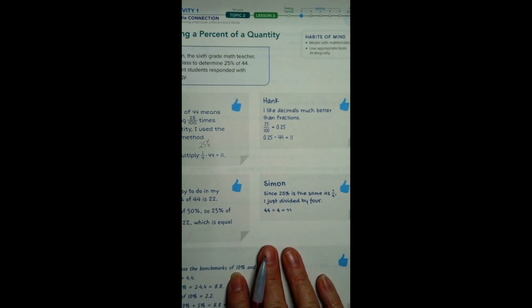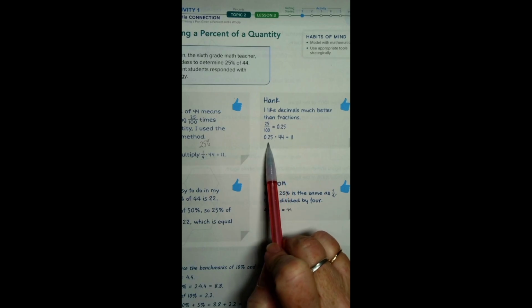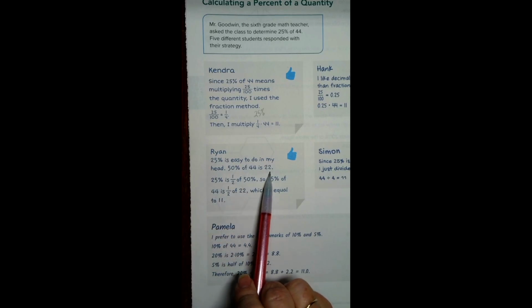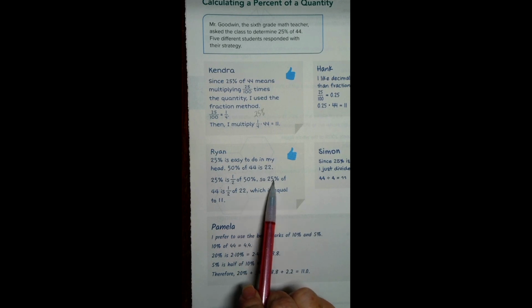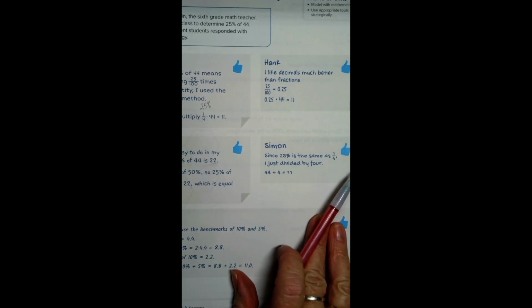Hank says, I like decimals much better than fractions. So for his 25 hundredths, he put it as 0.25, and then he multiplied that by 44, still got 11. Ryan says 25% is easy to do in my head. 50% of 44 is 22, and 25% is half of 50. So 25% of 44 is half of 22, which is equal to 11. Simon says, since 25% is the same as 1/4, I just divided by 4. 44 divided by 4 is 11.